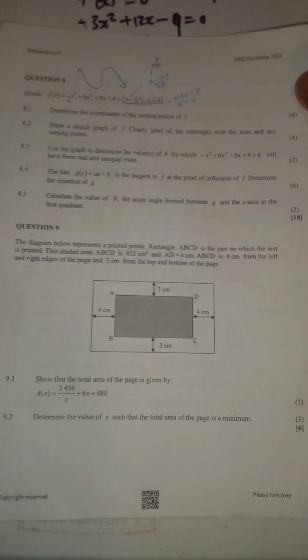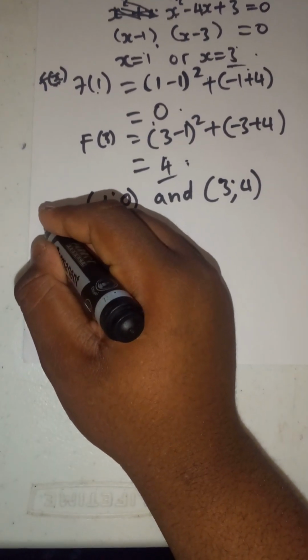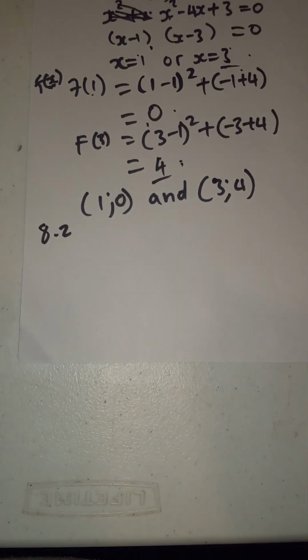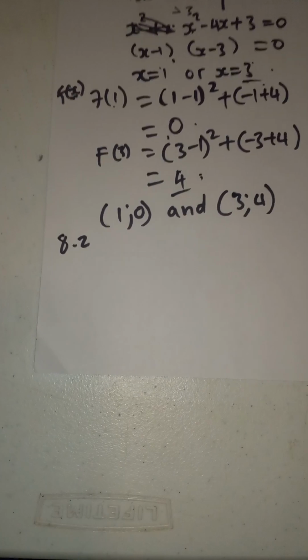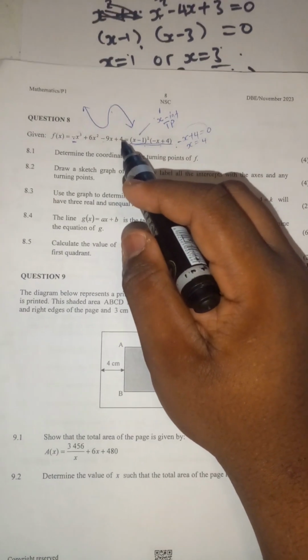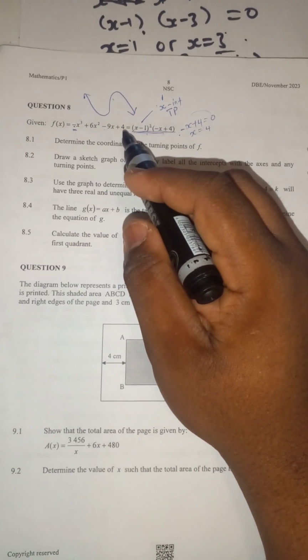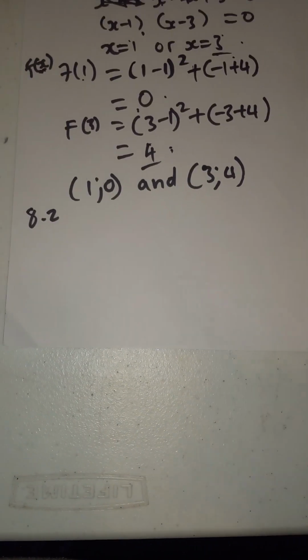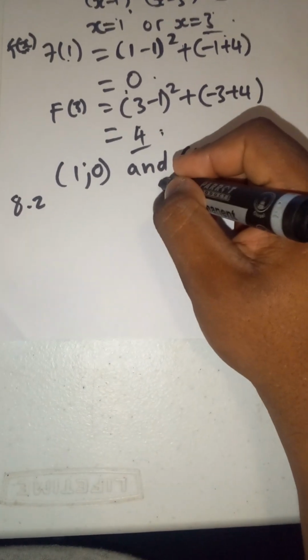What is the next question saying? Draw a sketch of the graph. So now they want us to sketch, so I'm simply going to use this space here. It is 8.2. So already this is what you have to know. On the equation, you were given plus 4. This plus 4 implies that this is the y-intercept, where your graph cuts the y-axis. So the graph will cut the y-axis where? At y equals 4.